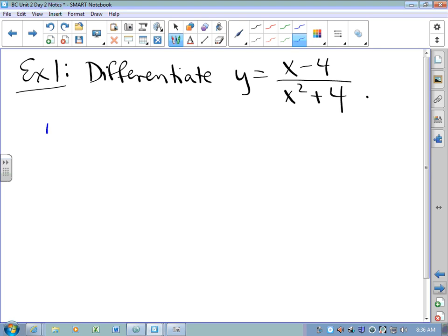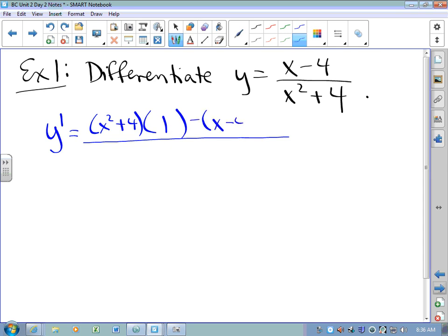You have to be able to say it's the bottom times the derivative of the top minus the top times the derivative of the bottom. Now we remember the derivative of the bottom from yesterday, that's power rule. 2 comes out in front and the power decreases by 1.